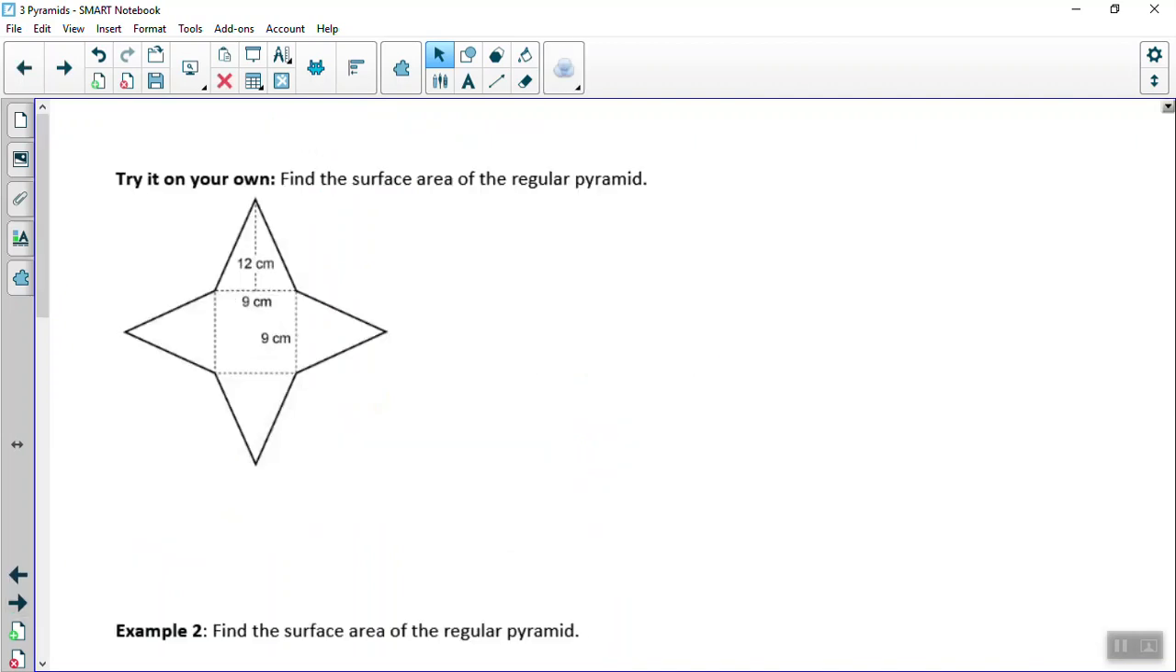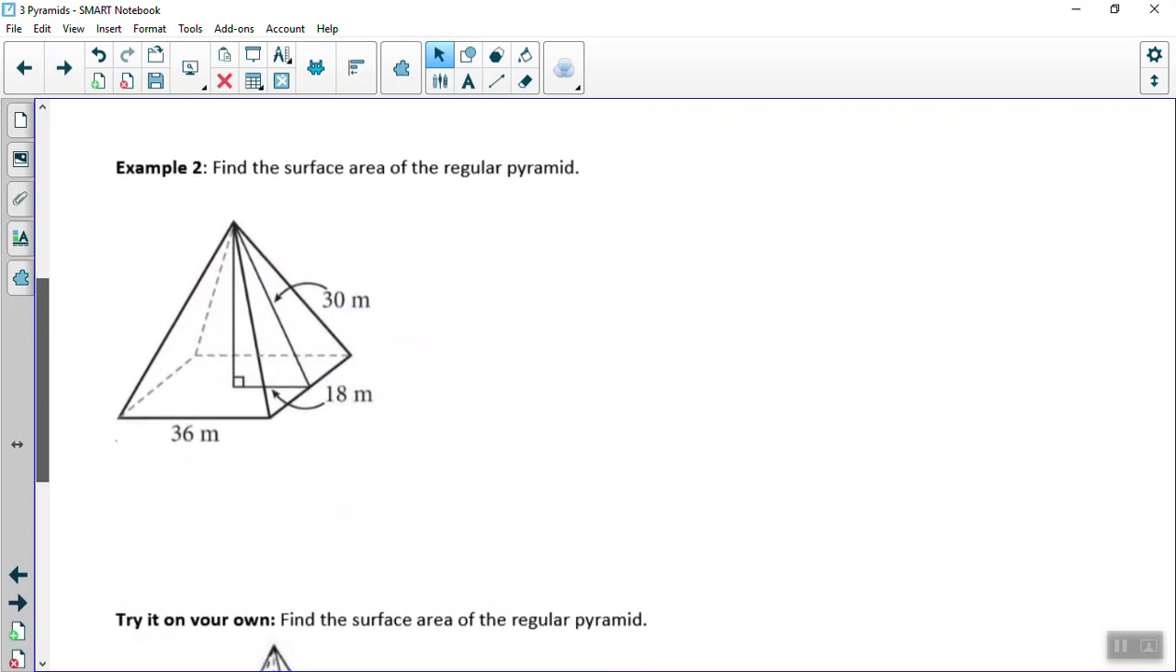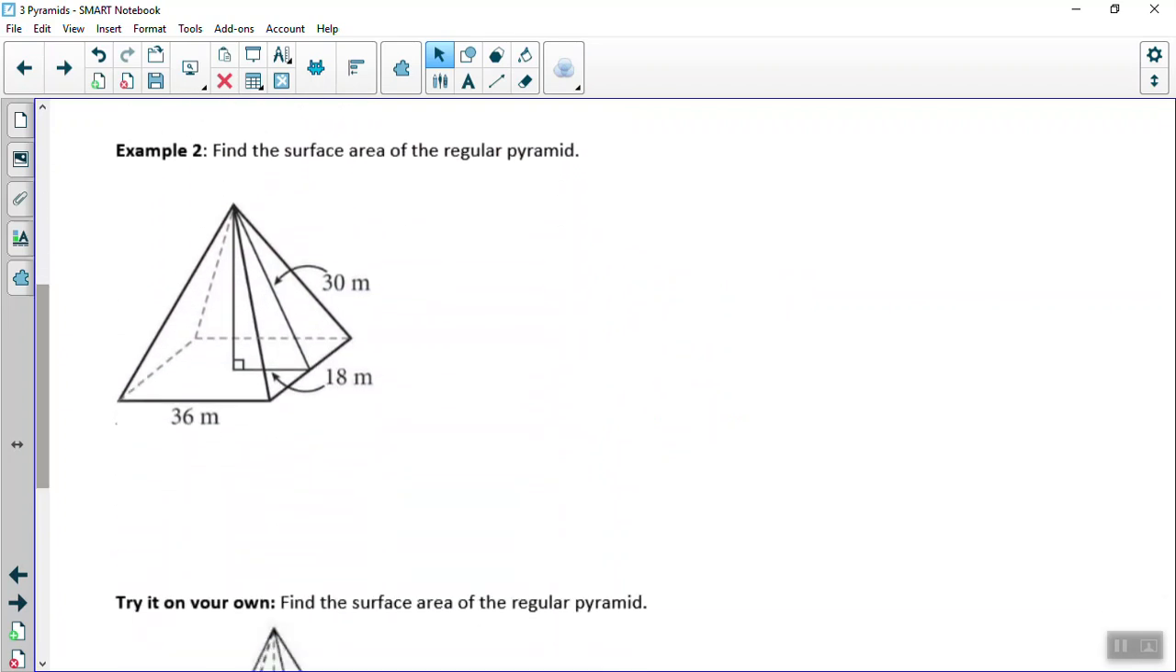All right, this is going to be a try on your own, but first let's go through the rest of our examples. All right, we're going to find the surface area of this pyramid. So now we have it all put together. So first, we are going to write down our formula. That should always be your first step. Always start with the formula.